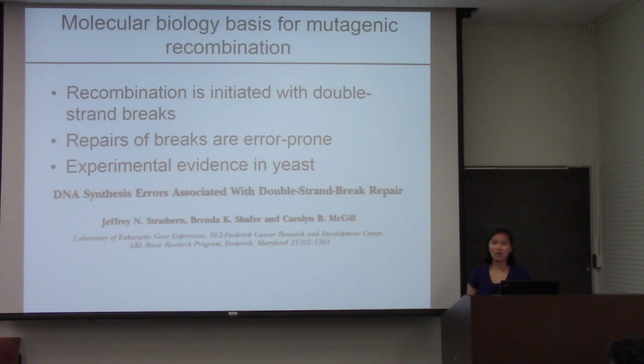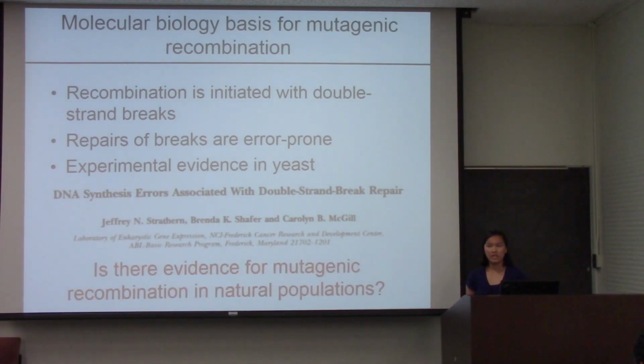This was confirmed in experiments with yeast, and I think the next speaker will talk about more experiments in yeast to examine mutation variation, so that will be interesting to know. But as population geneticists, we wanted to see whether there's evidence for recombination to be mutagenic in a natural population, such as in humans or in dogs, where we cannot do this type of experiment.